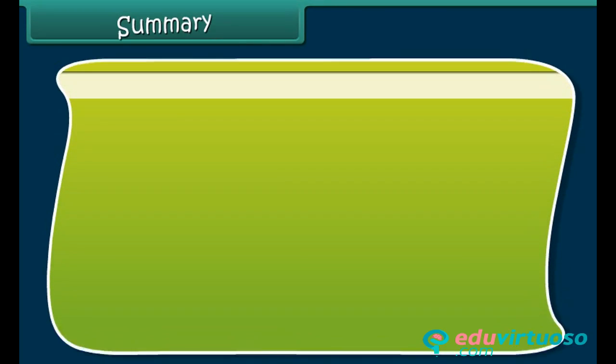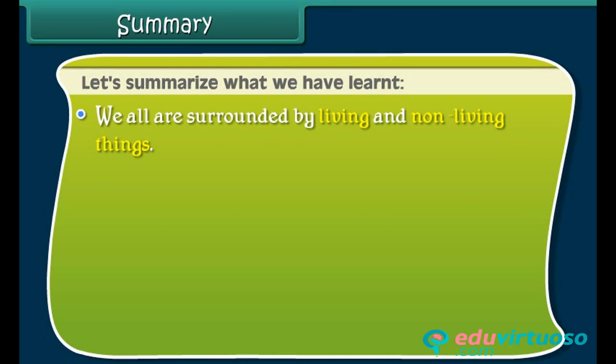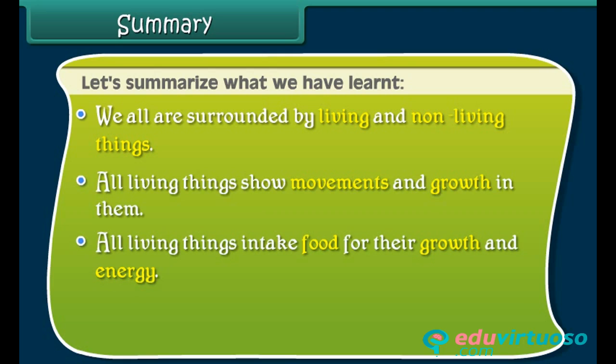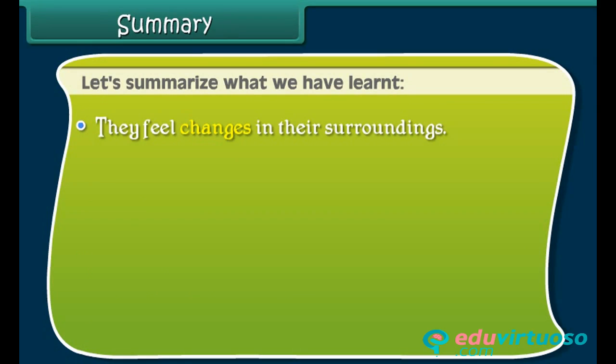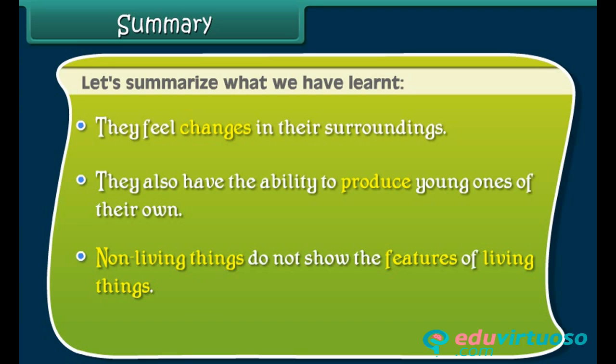Summary. Let's summarize what we have learned so far. We all are surrounded by living and non-living things. All living things show movements and growth in them. All living things intake food for their growth and energy. All living things breathe. They feel changes in their surroundings. They also have the ability to produce young ones of their own. Non-living things do not show the features of living things.